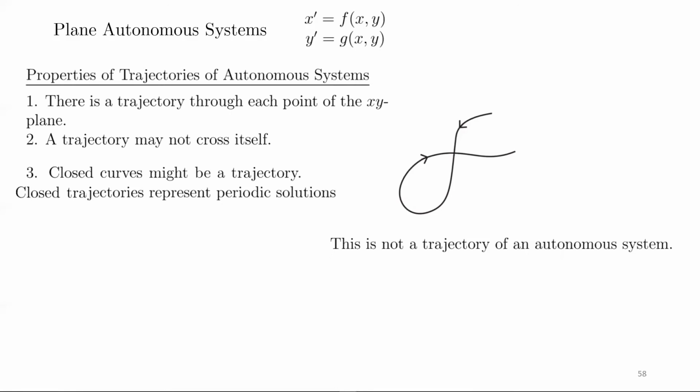However, the only time we might be able to intersect ourselves is if we have closed curves. Closed trajectories represent periodic solutions. So here we have an oval, which is a periodic solution. This can be a trajectory. Even though if we start at this point here and travel all the way around and intersect the starting point, we're still on the same curve. So in fact, this closed curve can be a trajectory. And in an autonomous system, these closed trajectories represent periodic solutions.